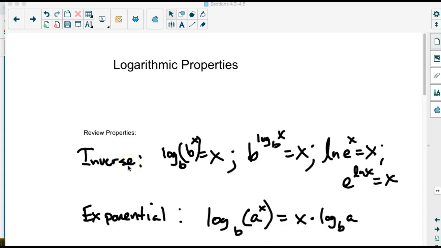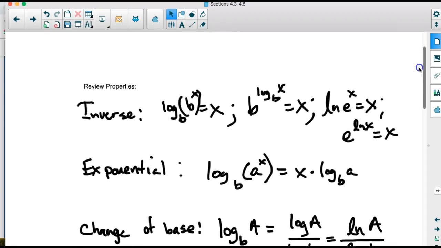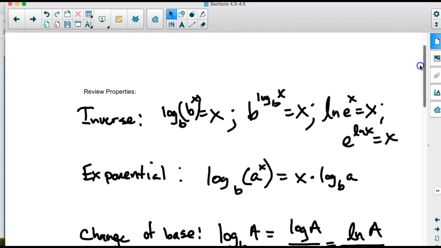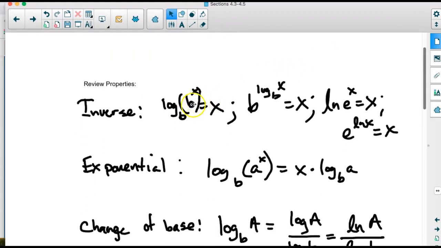Hello, and in this video we're going to be looking at logarithmic properties and how we use those properties to solve equations or simplify logarithms or expand logarithms. Those are the three things we're going to do: expand, simplify, and solve equations or expressions.